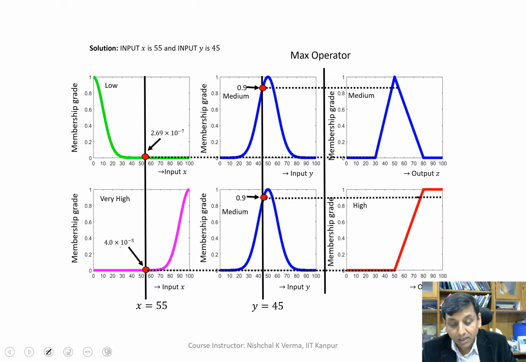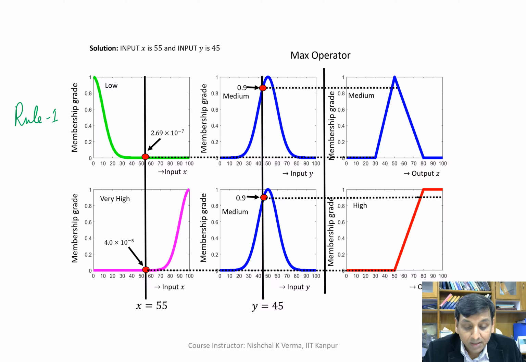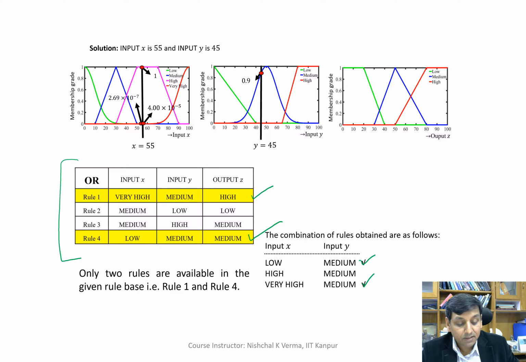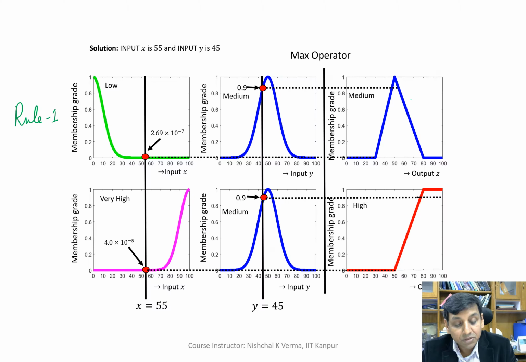So when we do that, for the first rule, where we have if X is low and Y is medium, then Z is medium. So the medium is here.